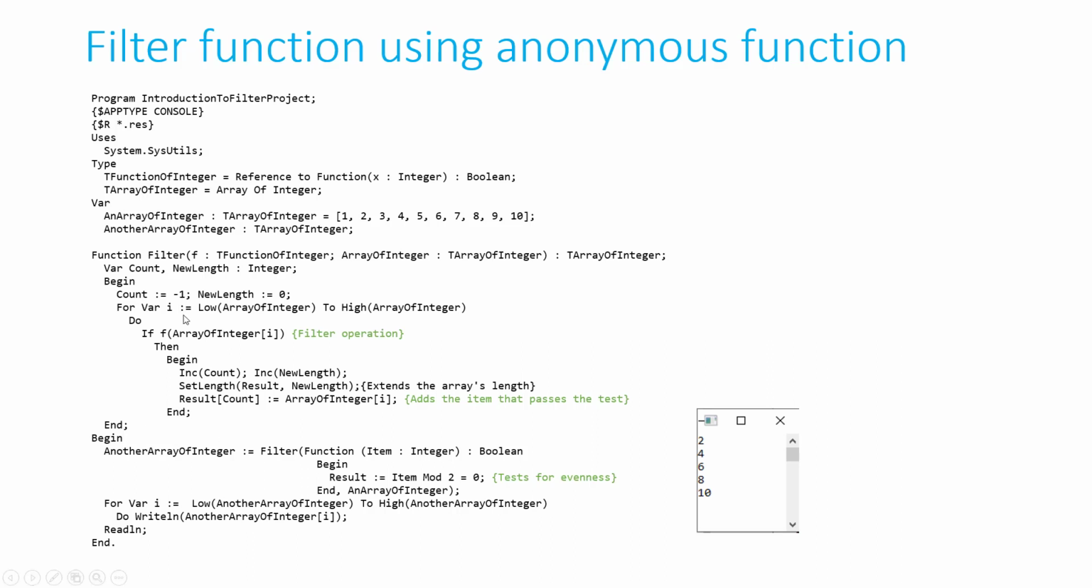Okay, and finally, when the for loop is exhausted and filter returns, it returns the array result, well, result which is a reference to a block of memory, so it will return the address of this block of memory which contains the even numbers 2, 4, 6, 8, 10, and assigns this address to this dynamic array reference variable, another array of integer, and then we just iterate through that to display the even numbers that have been found in the array. Okay, let's run the program.